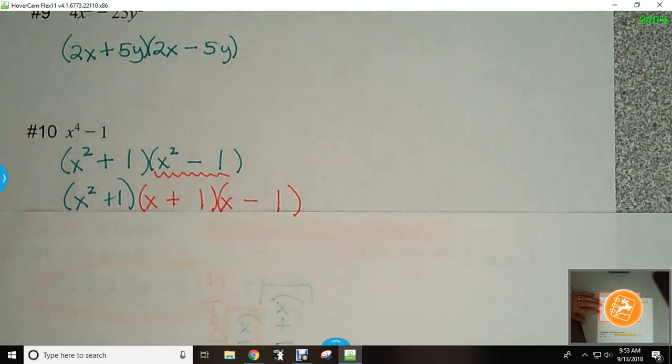All right, that's it for difference of squares. I believe all we have left is the perfect square trinomials, otherwise known as square double square. We'll get that in the next video.